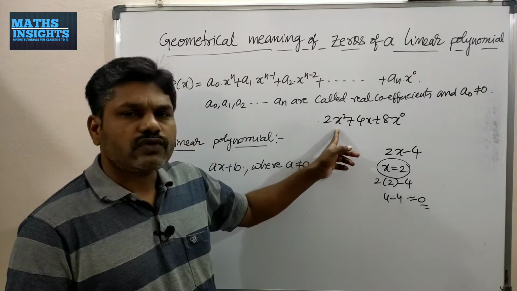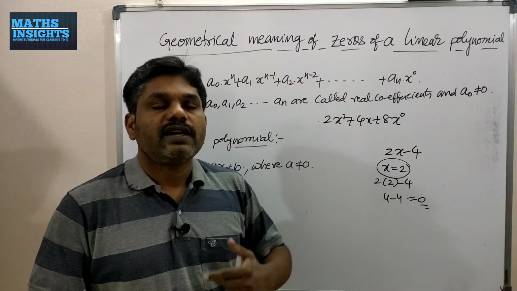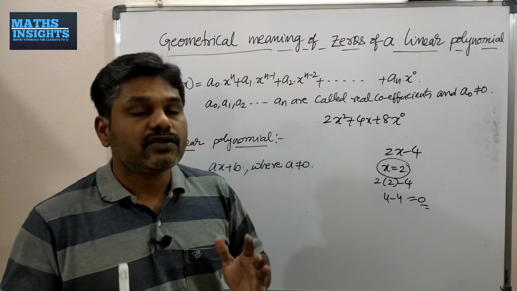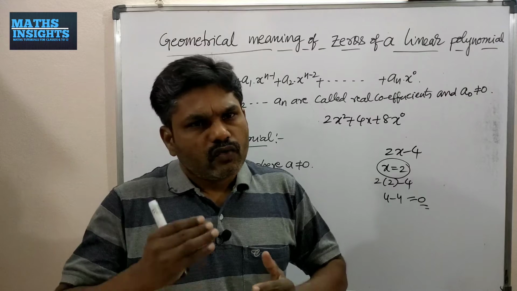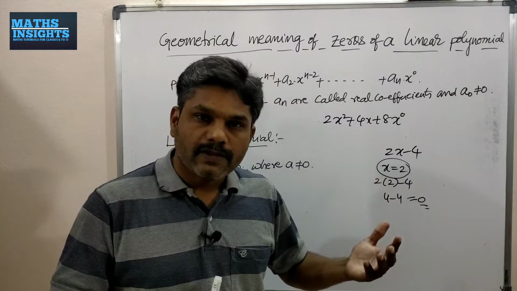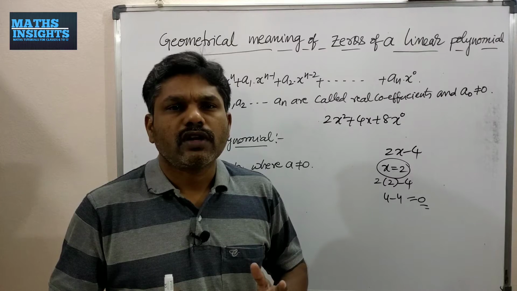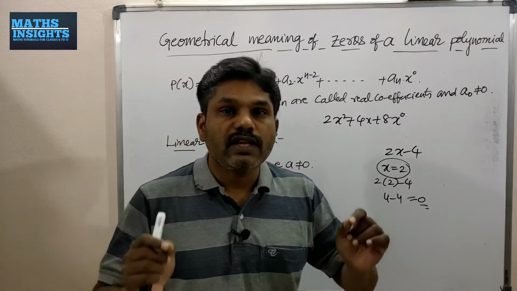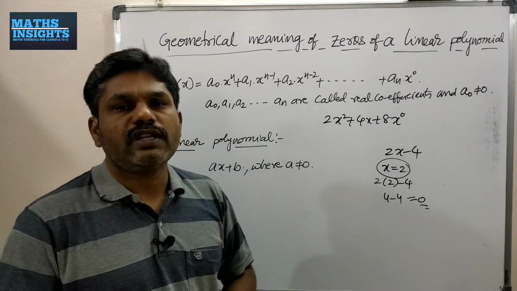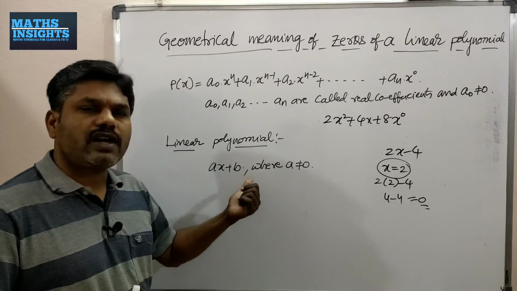Similarly, you have two zeros for a quadratic polynomial. The number of zeros depends on the degree of the polynomial. If its degree is 3, then we will have 3 zeros for that cubic polynomial. We have learned how to find zeros of the polynomial by using some formulas, some ways. But in this video, we are going to learn how to find the zeros of a linear polynomial by using a geometrical graph. General form of a linear polynomial is ax plus b, where a and b are real numbers.